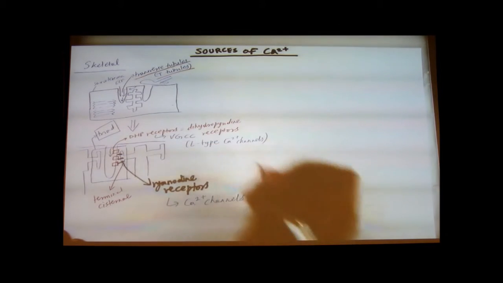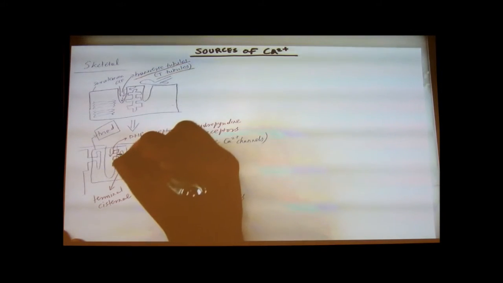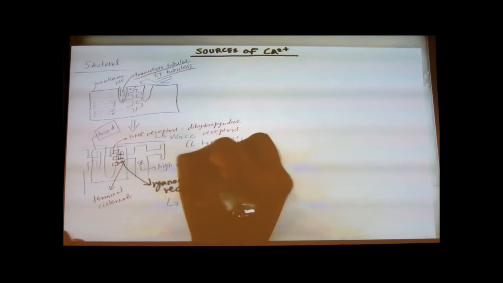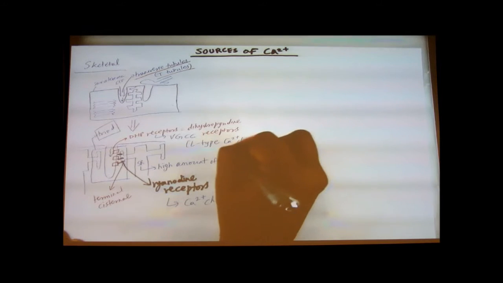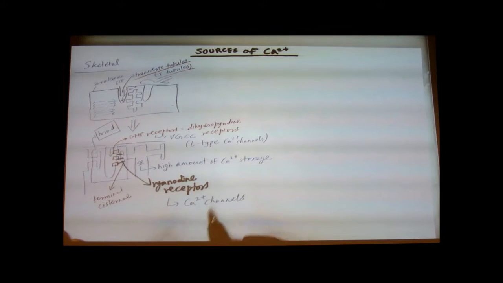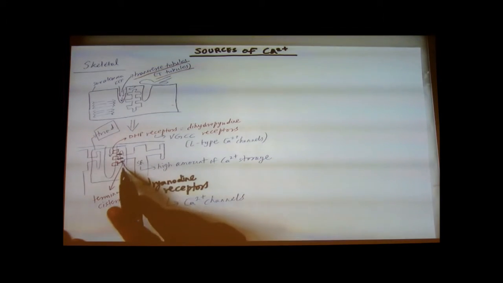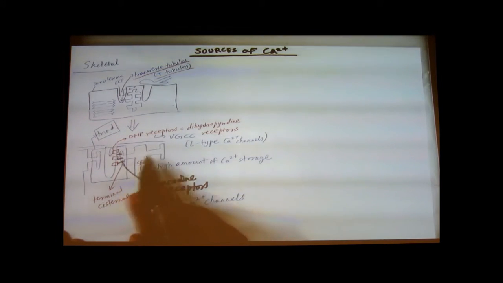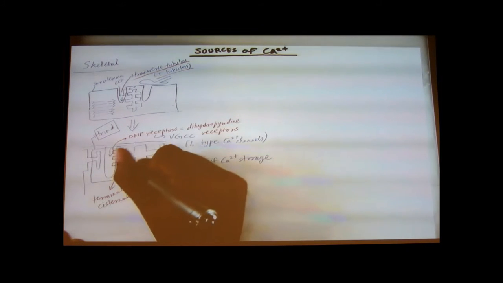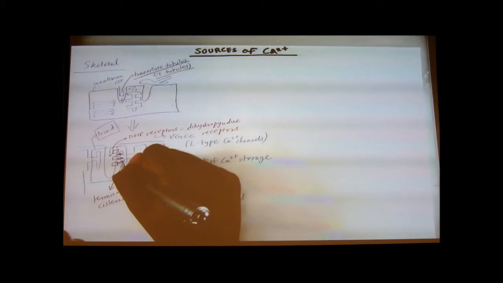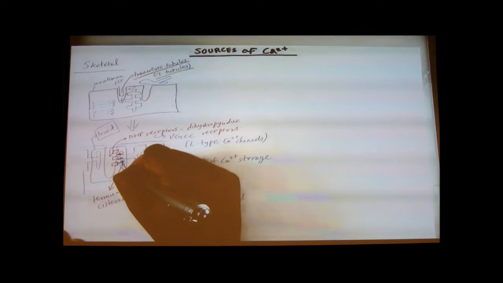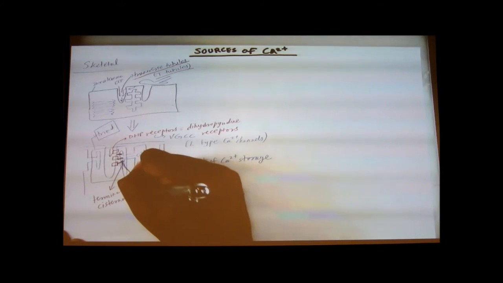But what they do is, since this sarcoplasmic reticulum has a high amount of calcium ion storage inside of it, once these ryanodine receptor calcium channels open, the high concentration of calcium ions inside the sarcoplasmic reticulum comes out, and so the calcium ions from the inside come out through these channels into the sarcoplasm.